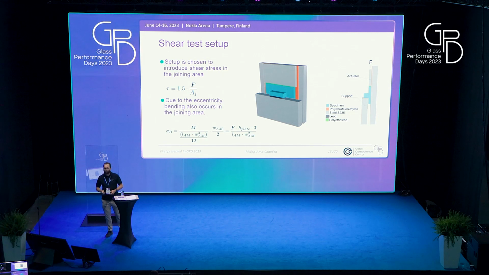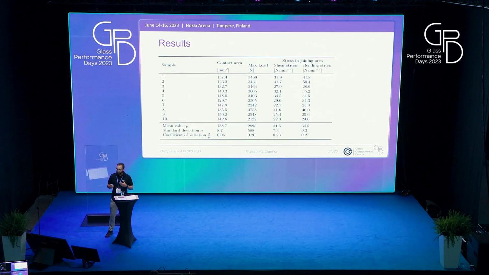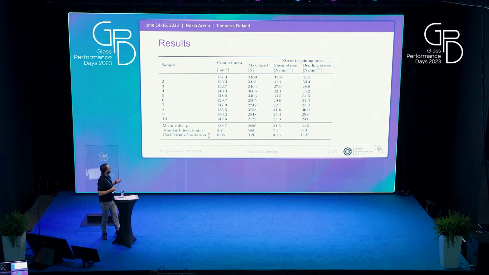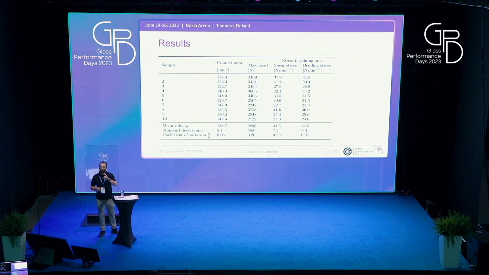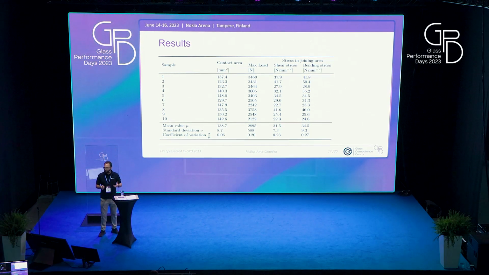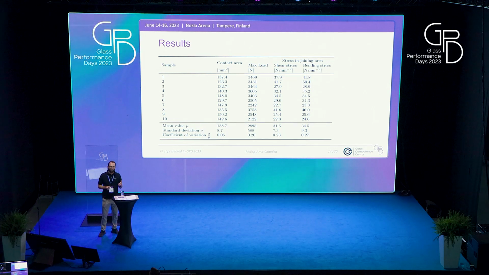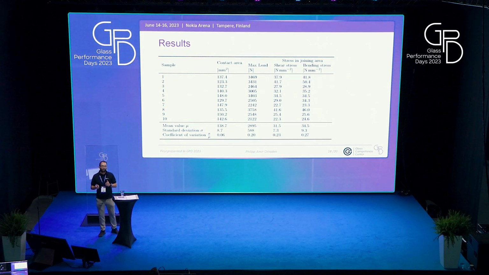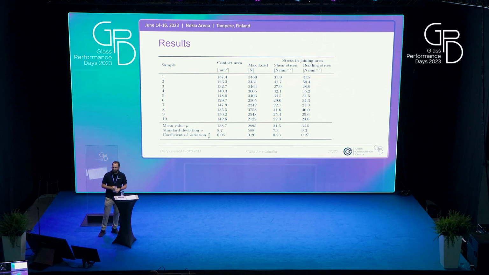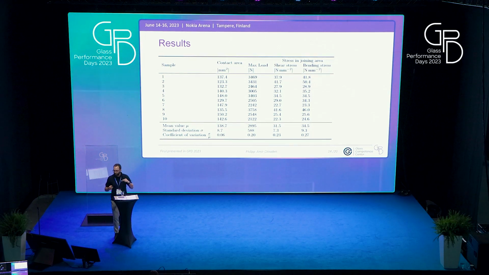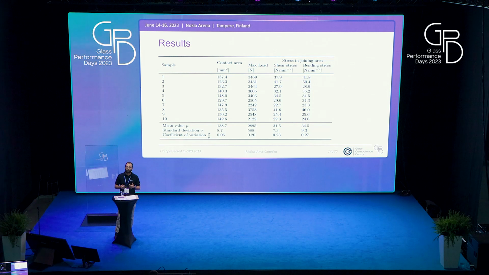The next slide would be the results. We only have a small amount of samples. We only have 10 samples. You can see that the maximum load is roughly 3.5 kilonewtons. The minimum is 2.2 kilonewtons, with a mean value of 2.9 kilonewtons, which could be applied on this glass strip in a shear loading scenario. But you can also see that they have a high standard deviation and a high coefficient of variation.